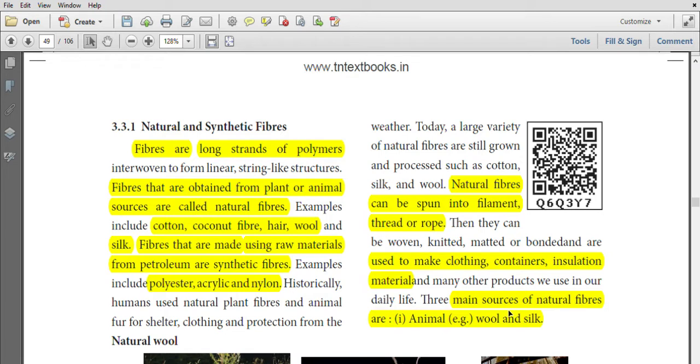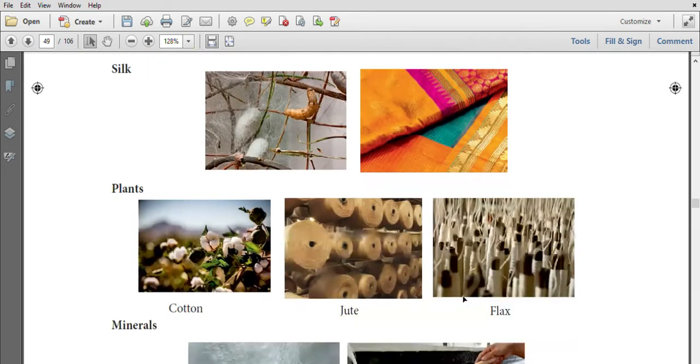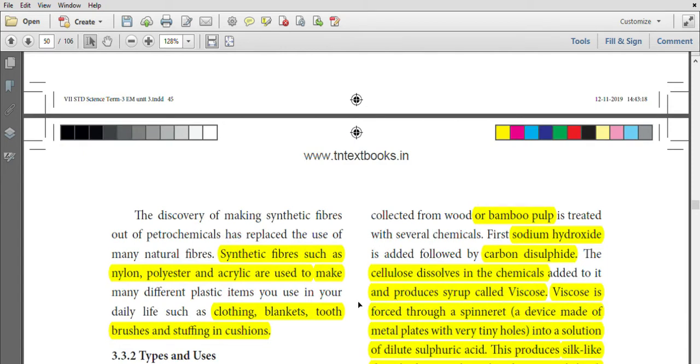The main sources of natural fibers are animal and plant. Wool and silk are obtained from animals. Cotton and jute are obtained from plants. Synthetic fibers such as nylon, polyester and acrylic are used to make clothing, blankets, toothbrushes and stuffing in cushions.